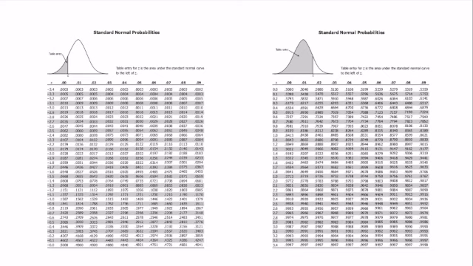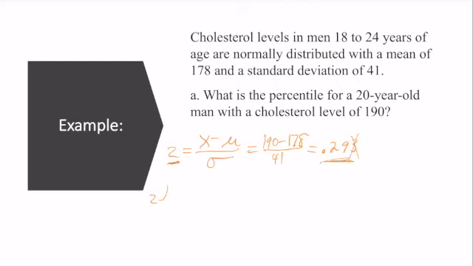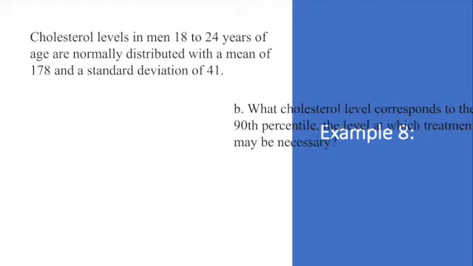So now I go to the z-table, and I go to 0.2. All the way over to 0.29, that's 0.6141. So I have a z-table value of 0.6141. So what does that tell me? That tells me that the percentile of this gentleman is the 62nd percentile. That means that 62% of cholesterol levels are less than his.